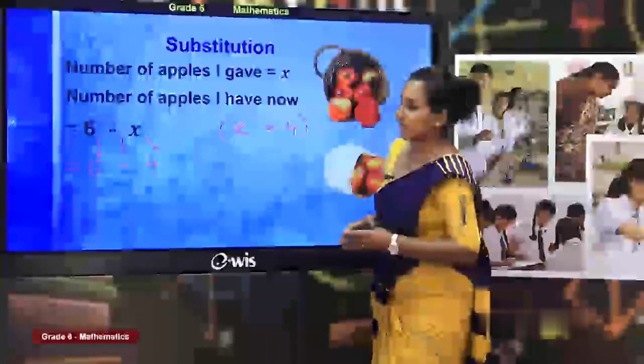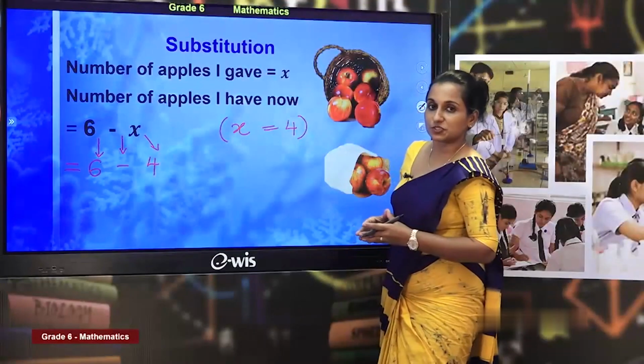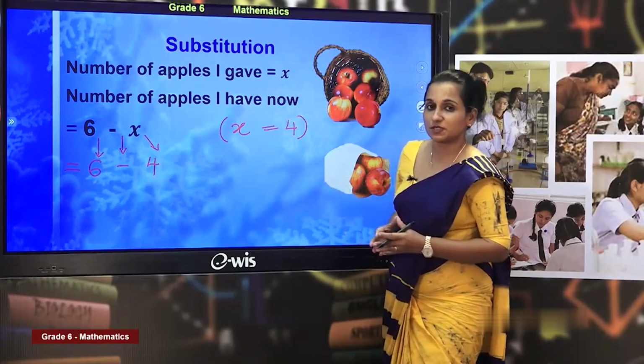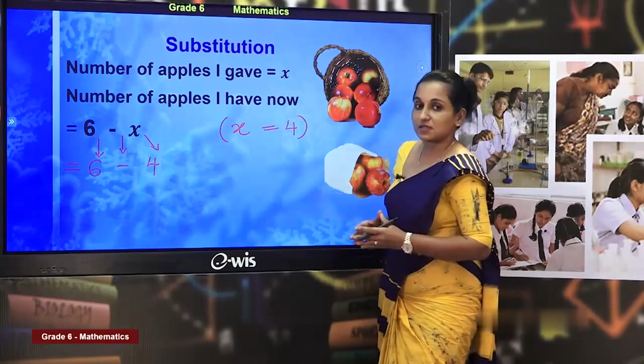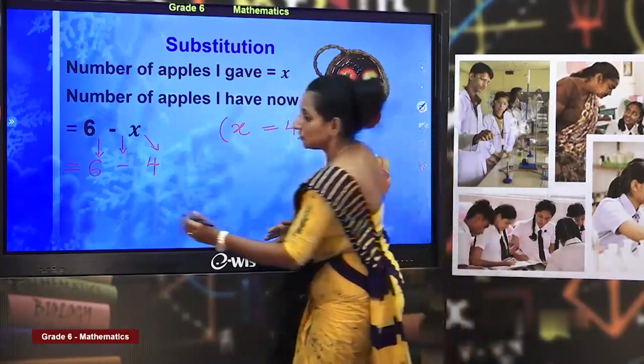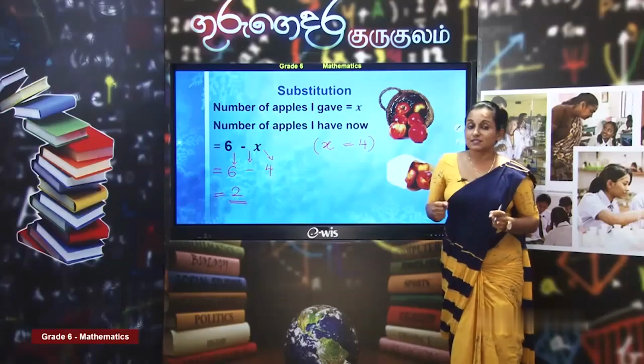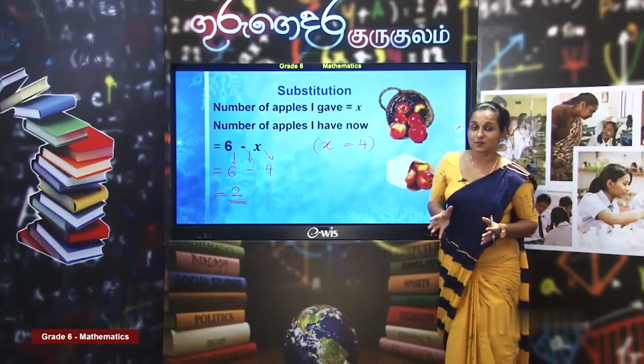Now we get a numerical expression. We can simplify this numerical expression further. 6 subtract 4 is 2. Did you get this? Okay, let's move to another example.